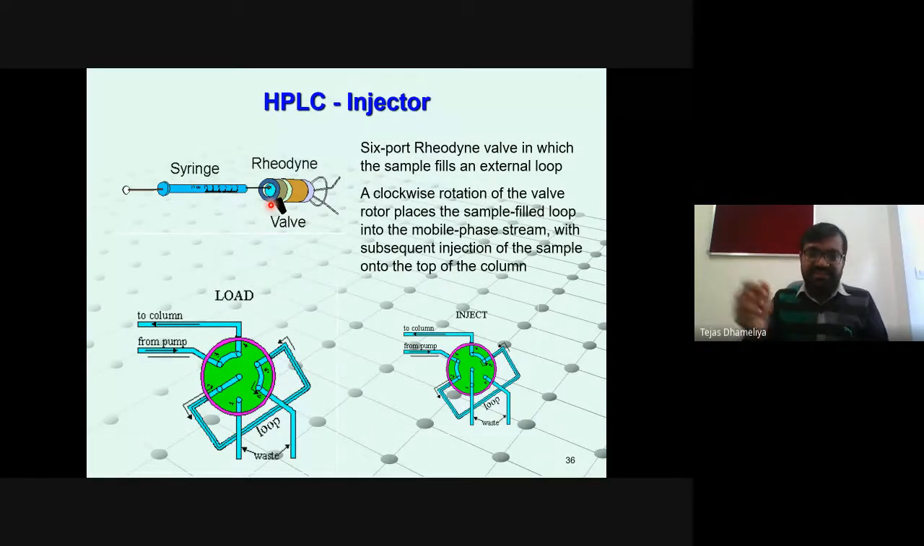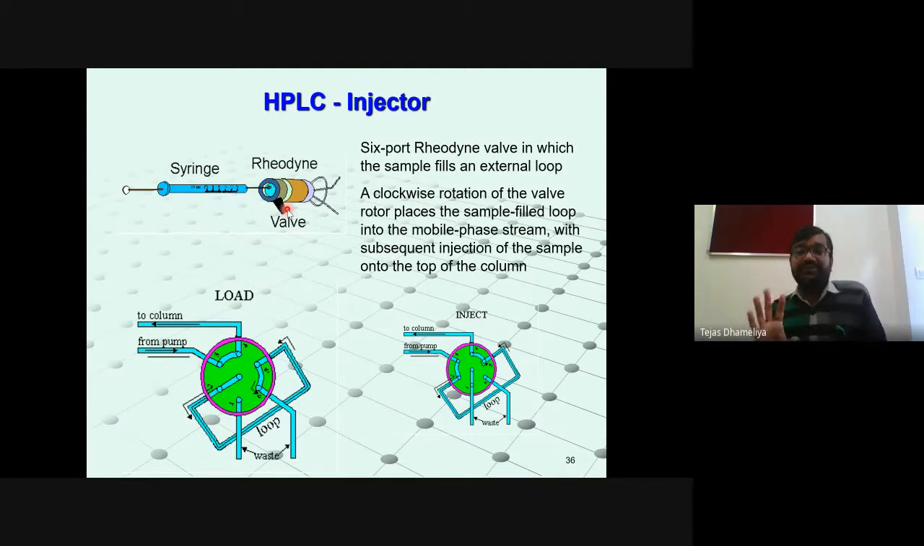Load is the part where you have to move the injector valve, this Rheodyne injector that I am showing you. So once you load, you plunge the syringe with the help of the plunger to allow loading of your sample into the instrument, right? And then you have to shift this from load to inject, so it will be injecting your sample.